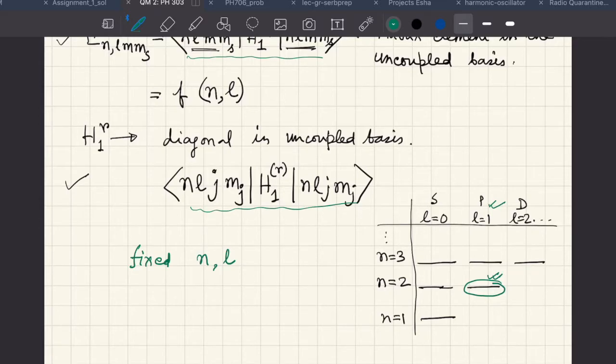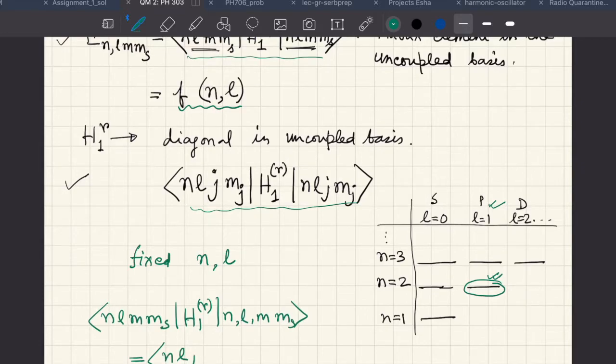The fact that every state in the coupled basis is some linear combination of states in the uncoupled basis with different values of m and ms that add up to mj, but this answer f of n, l which I have obtained in the uncoupled basis does not depend on m and ms. So whatever linear combination you need, it does not change the result because the answer does not depend on m and ms. So whatever n, l, m, ms you have evaluated is exactly the same as you will get if you evaluate the perturbed Hamiltonian in the coupled basis also, n, l, j, mj.